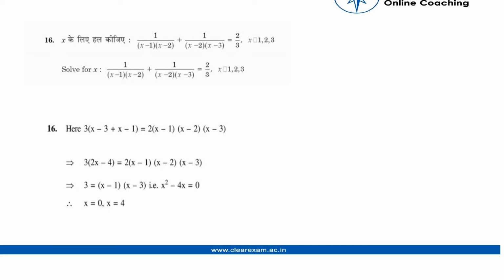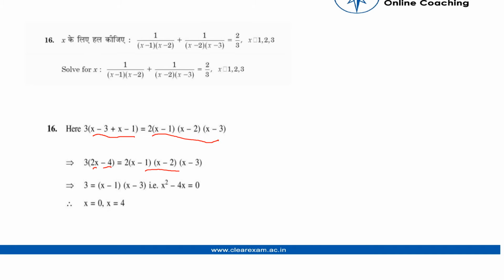Question number 16. Here we are given the LHS and RHS, and we have to find the value of x. So first we have to solve the LHS and RHS side by side. Start with the inside of the bracket, x minus 3 plus x minus 1. x plus x becomes 2x, and minus 3 and minus 1 become minus 4, and the RHS remains the same.